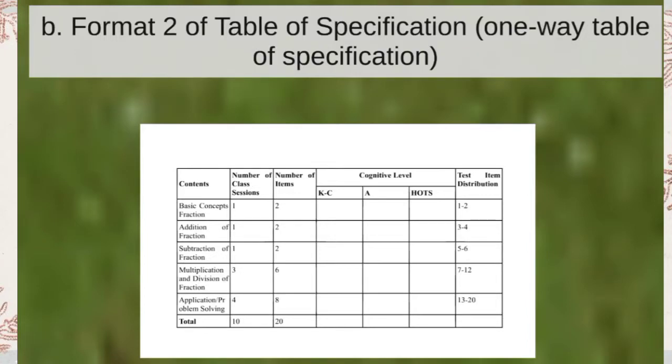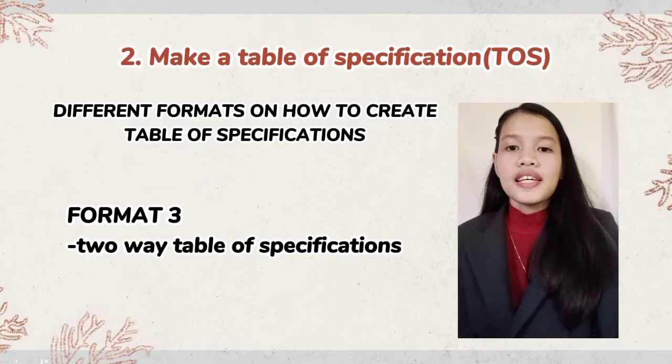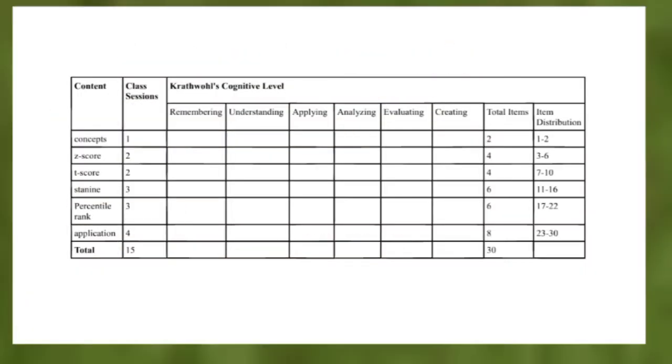Next, we have the format 2 or the one-way table of specifications. The upper portion, as we can see, consists of contents, number of sessions, number of items, cognitive level, and the test item distribution. Next is the format 3 or the two-way table of specifications. It consists of content, class sessions, Krathwohl's cognitive level, total items, and item distribution.